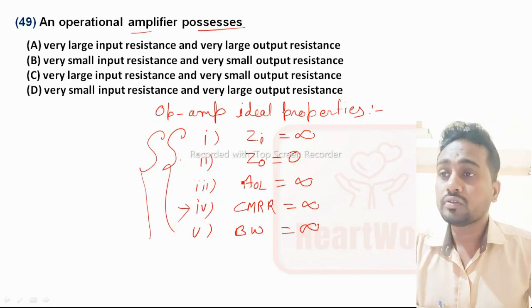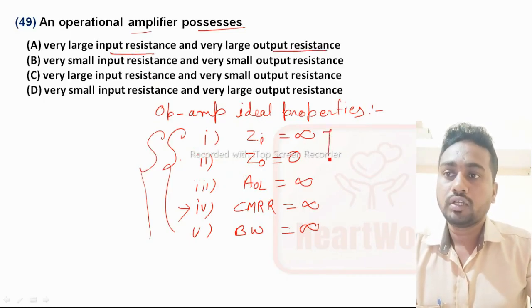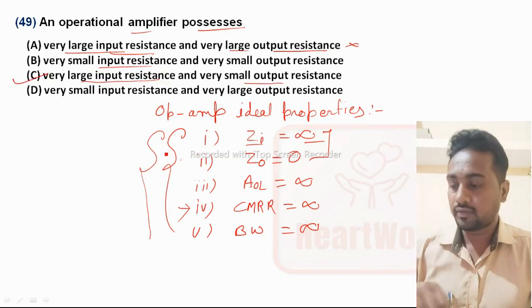Okay, so according to the options, they are talking only about input resistance and output resistance, Zi and Z0. So here Zi, input resistance, is always high. Very large input resistance, very large output resistance, this is wrong. Small input resistance, this is wrong. Large input resistance, very small output resistance. So option C is the right answer.